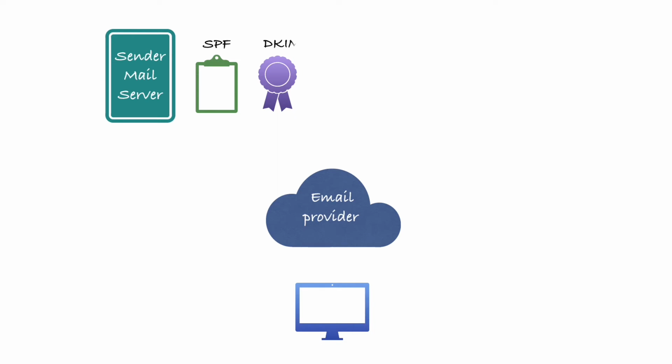Using DKIM, the sender can digitally sign email sent from their domain so that the receiver can verify the integrity of the email. That is, the receiver can check whether the email was tampered with during transit.